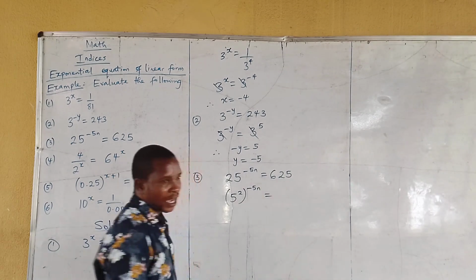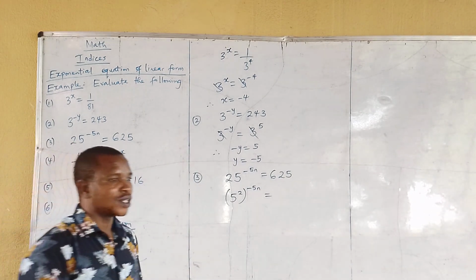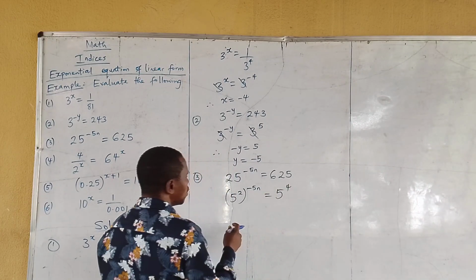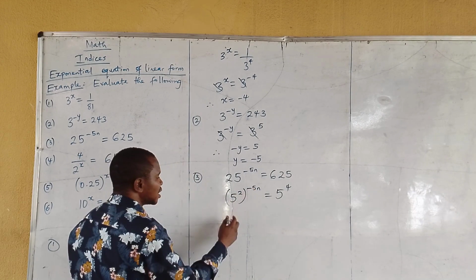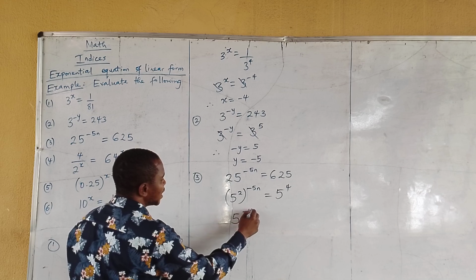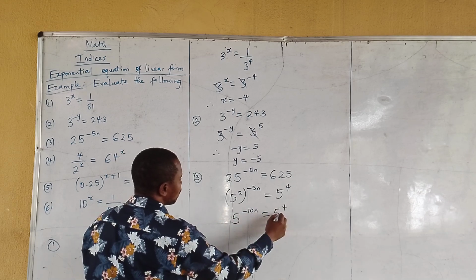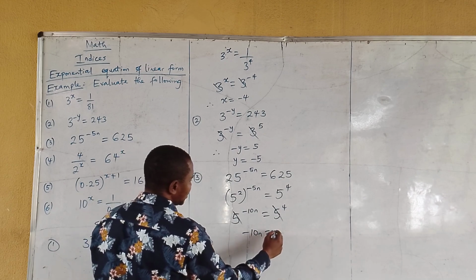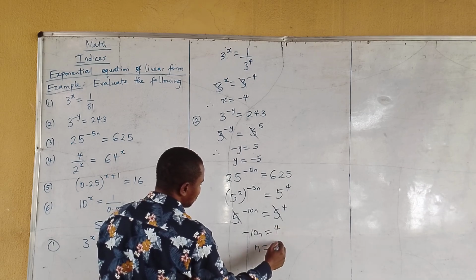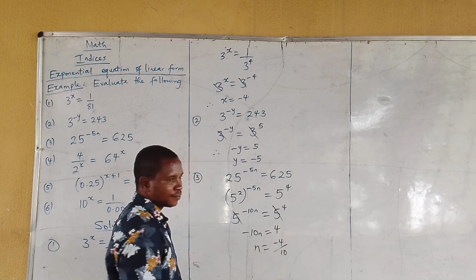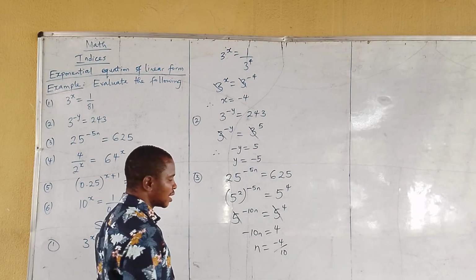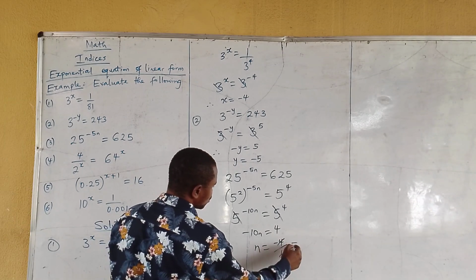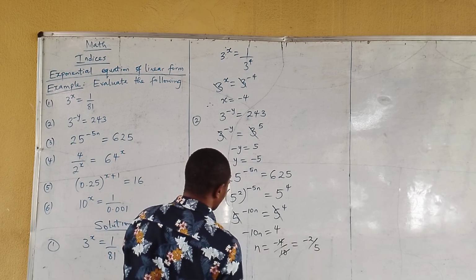5 times 5, that's 25. 25 times 5, that's 125. Then 125 times 5 will give us 625. So we have 5 raised to power 4. And don't forget that these powers will multiply each other. So we have 5 raised to power minus 10n is equal to 5 raised to power 4. This 5 will eliminate this 5. So therefore we have minus 10n is equal to 4. And n here will be minus 4 over 10. Don't forget that I corrected it the other time that your minus must be in the numerator. So we are going to reduce it. We have minus 2 over 5.